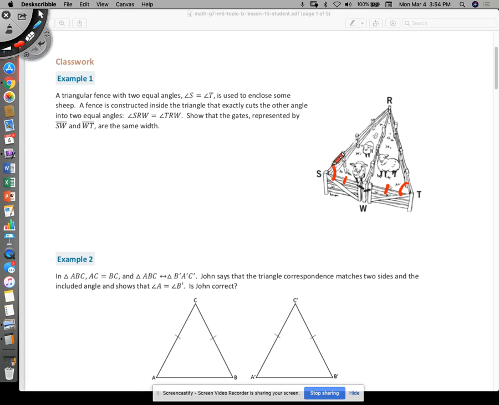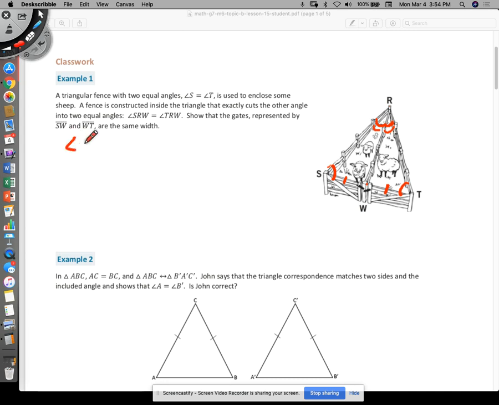Therefore, SRW, this whole angle here, SRW is equal to TRW. So these two angles out here are equal. I'm actually going to make double arcs on those because I already have a single arc. And we know that SW is the same as WT because they told us they cut it in half, which made two equal sides. So what they want to know here is, what do you have?